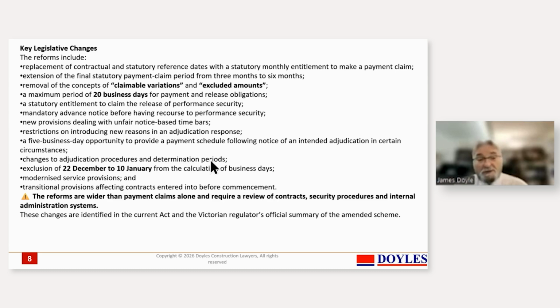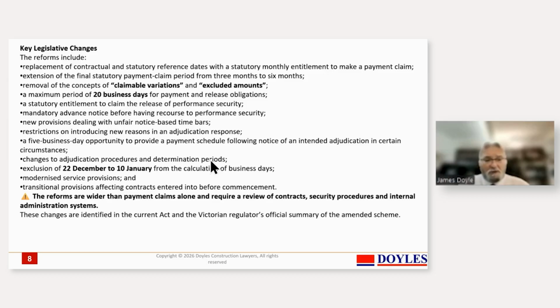There's also restrictions on new reasons being introduced to an adjudication response, so that the principal is bound by the payment schedule reasons, which is a fair improvement in the legislation. And there's a 5-day opportunity to provide a payment schedule if one hasn't been provided before you go to adjudication. So they're all improvements, and some of them, like the claimable variations and excluded amounts exclusion, is very significant and will lead to a lot more claims in Victoria, a lot more claims being accepted.